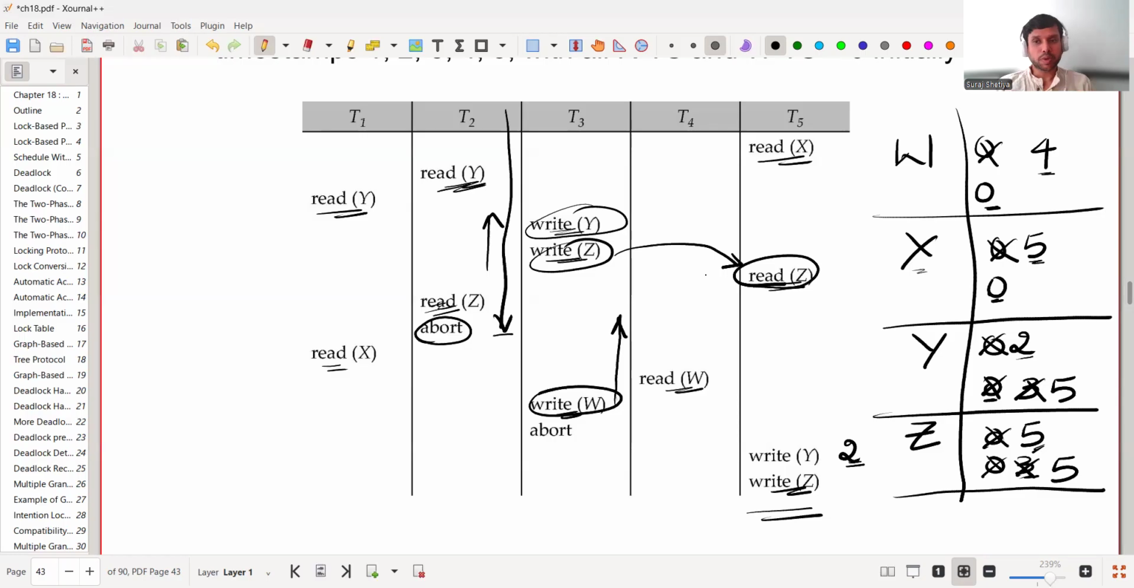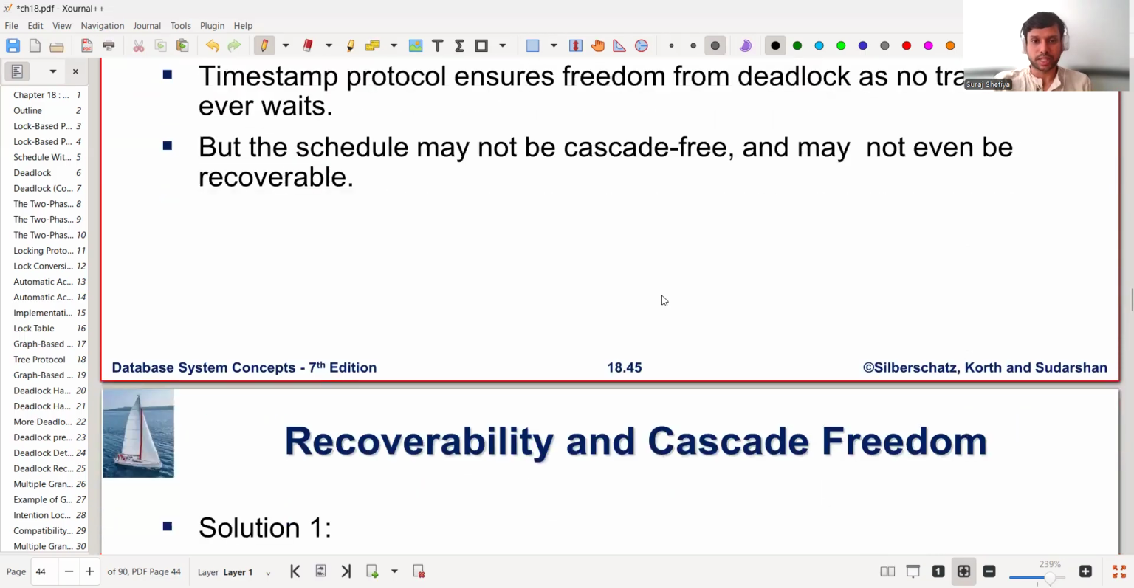And this problem that we have seen is an example of a schedule that is not recoverable, right? This is not recoverable. And the way to handle this is, if T3 aborted, we should be aborting T5, right? And that is something that we'll be looking at in some of the later slides.